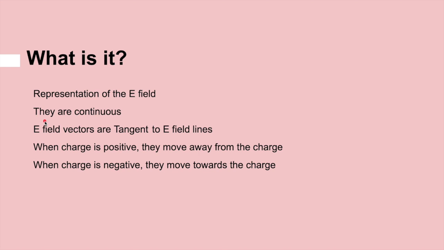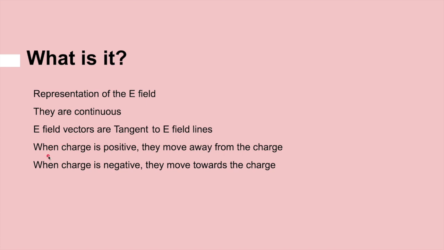Now our E-field lines are continuous, meaning that they don't stop anywhere. But because we do not have the ability to draw off a page, we are going to stop them eventually. Now the E-field vectors are tangent to the E-field lines, meaning when we draw an E-field line, the tangent to that line has to be equal to the E-field vector. You'll see that pretty soon.